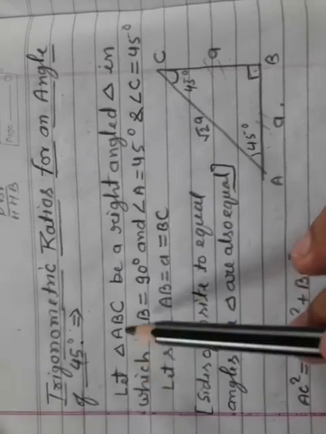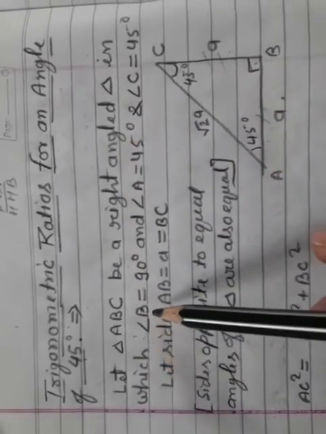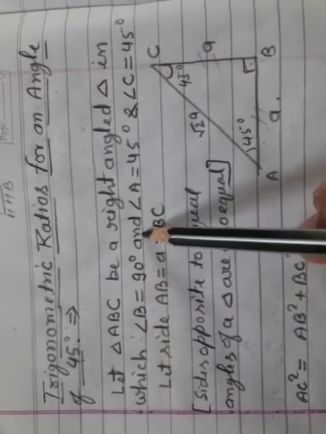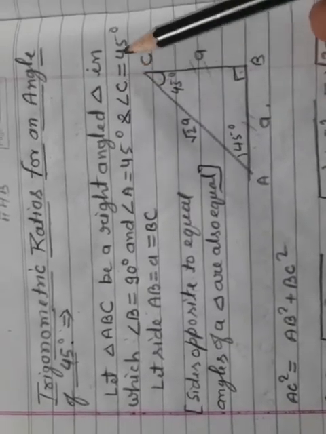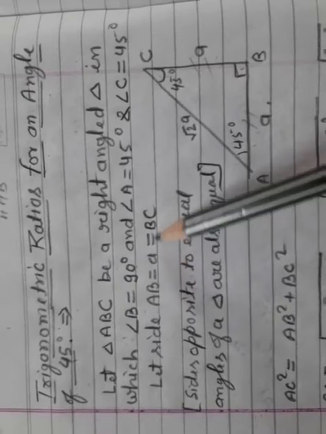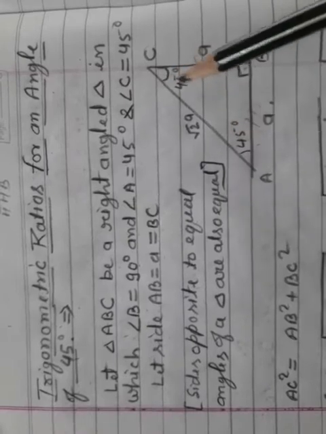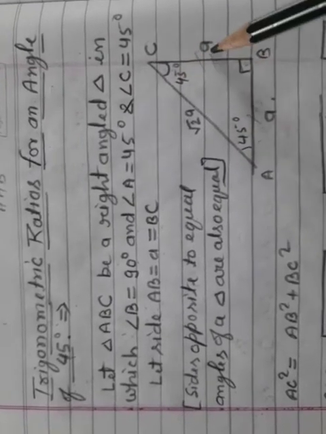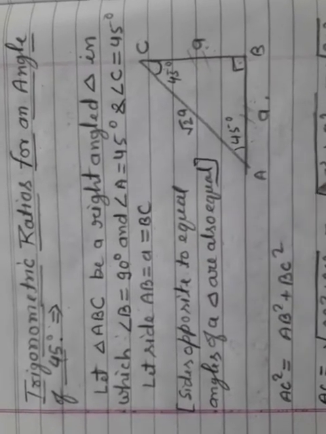Now let triangle ABC be a right angle triangle in which angle B is equal to 90 and angle A is equal to 45. Clear? And angle C is also 45. Let side AB is equal to a and is equal to BC. Both are equal. Sides opposite to equal angles are equal, so the sides are also equal.